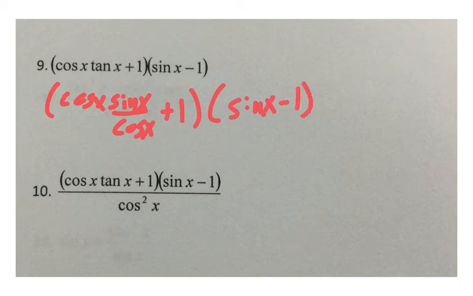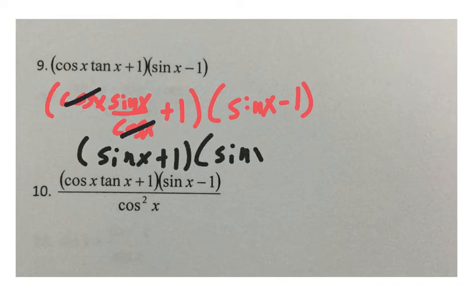Now what's happened when I've done that? Now I've got a cosine in the numerator and in the denominator, which leaves me with sine of x plus 1 times sine of x minus 1. And I've had a problem very similar to this already, right? It was a little different, but it's very similar. So if I distribute, again, these are conjugates, which means my middle two terms are going to cancel. That's going to leave me with sine squared of x minus 1.